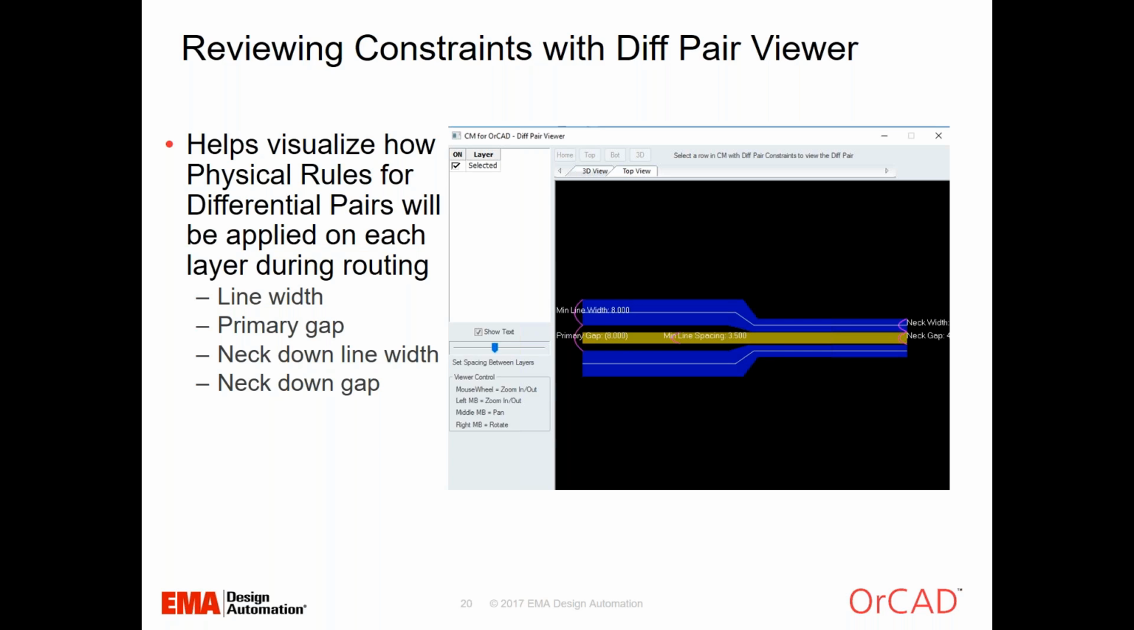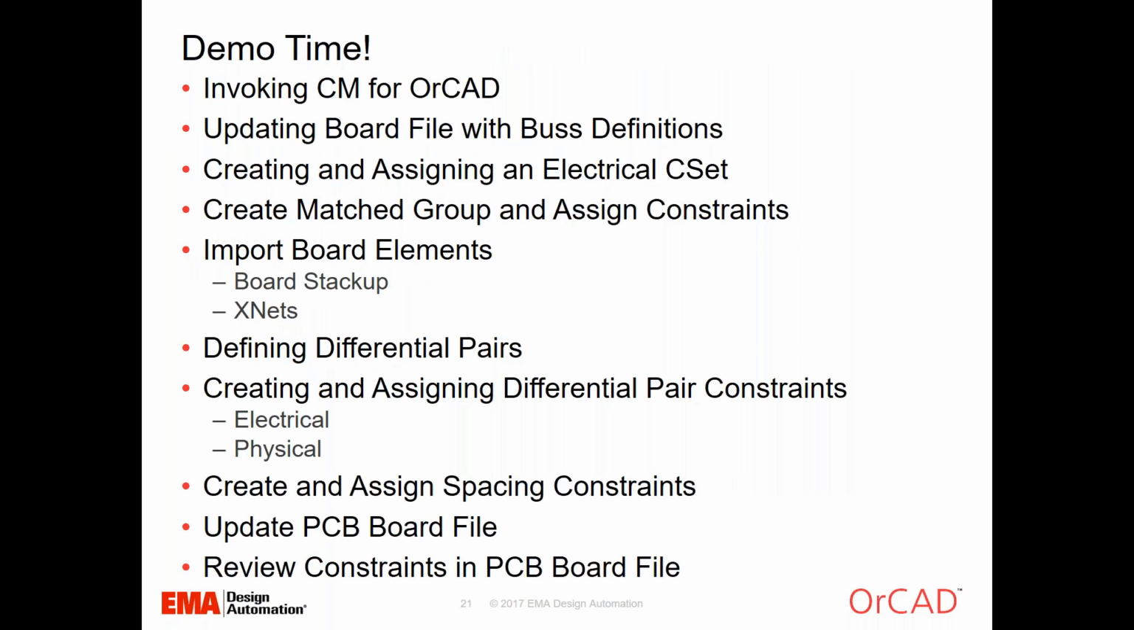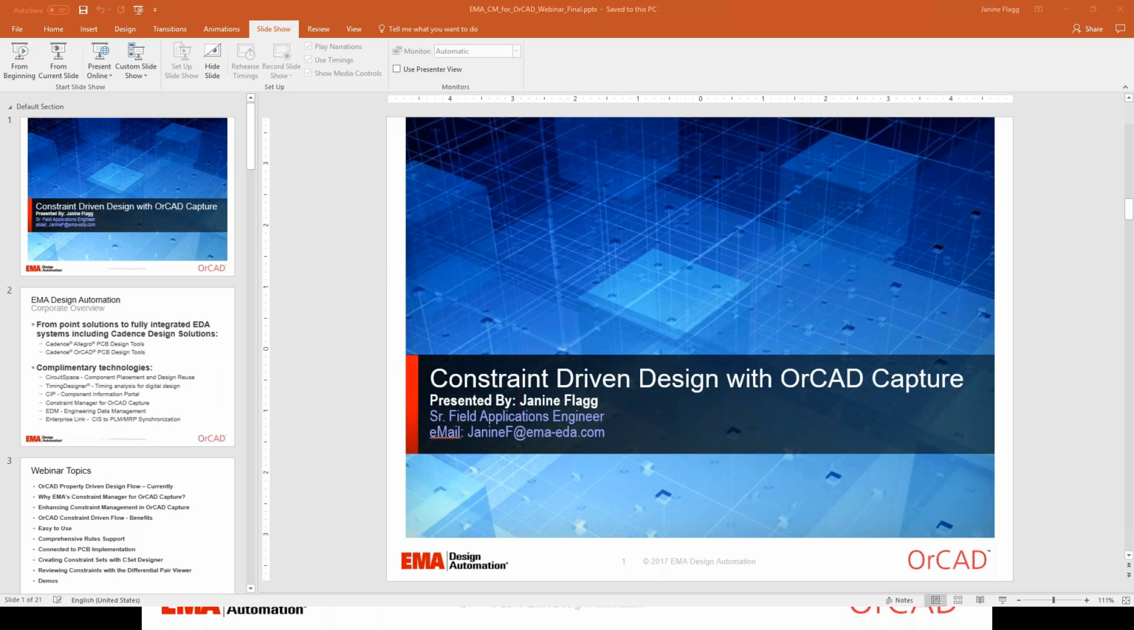The differential pair viewer in CM for OrCAD helps you visualize how the physical design rules for differential pairs will affect the eventual routing of the differential pairs on the board. Once it is invoked, you may simply click on a layer in CSET Designer to show a diagram of the constraints for that layer. As you type different values into CSET Designer, the viewer will display the changes. It's now time for the demo portion of the webinar.